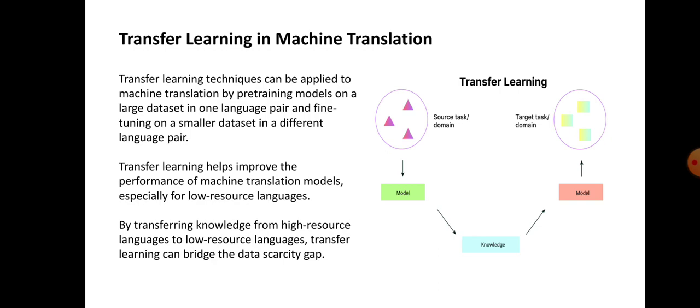You can see the diagram: source task or domain model, knowledge transferred to the model for the target task or domain. This is the framework for transfer learning.